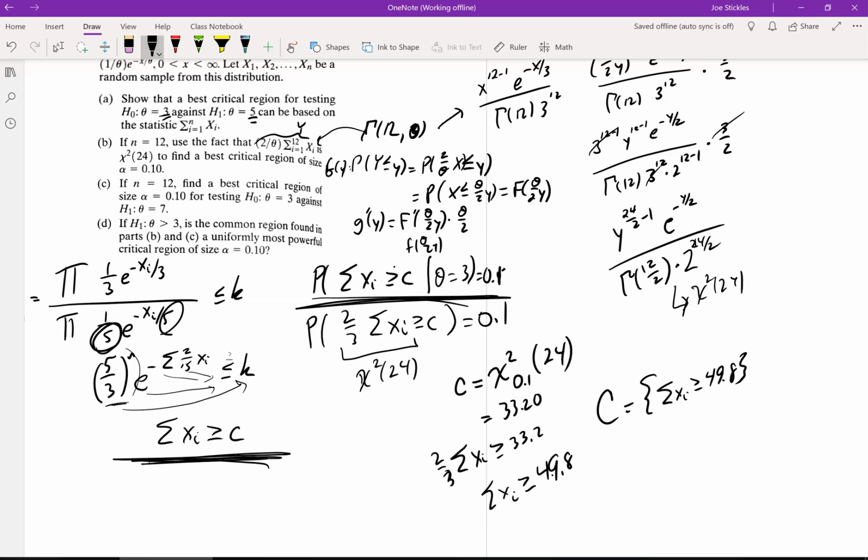So it doesn't matter. So D says, is the common region for parts B and C a uniformly most powerful critical region? Well, yeah, it is in this case. For a hypothesis test for theta greater than 3, it absolutely is a uniformly most powerful critical region, one that works no matter what the theta is, as long as the theta is greater than 3, because the theta doesn't matter when we're doing this computation. We get the same exact critical region no matter what the theta is, as long as the sample size is 12. If the sample size changes, then we'll get a different critical region. But if the sample size stays at 12, the C will not change because the theta has no bearing on it at all. So that's why that ends up being a uniformly most powerful critical region in this case.